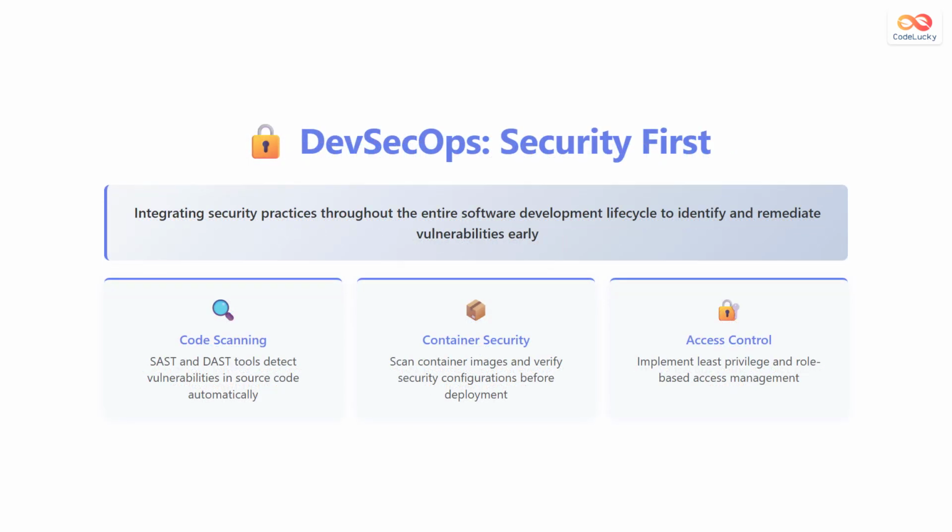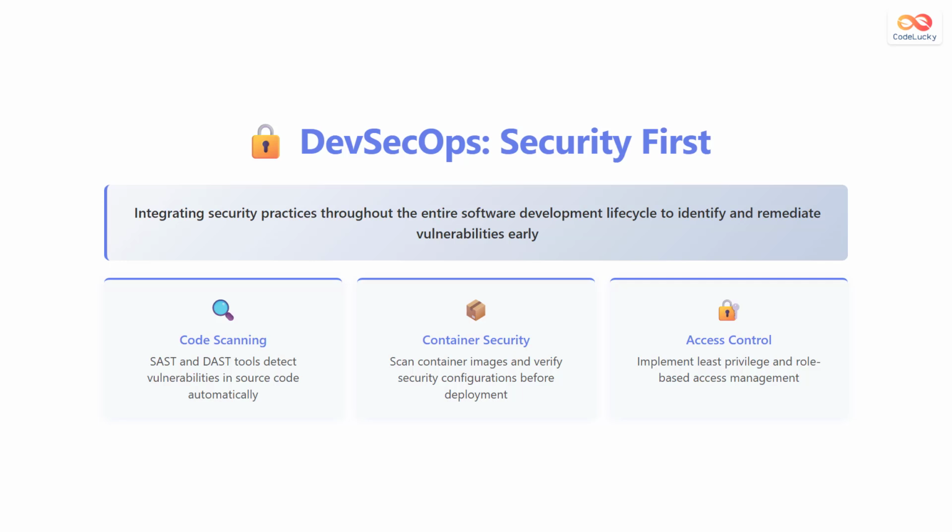Security is not an afterthought in DevOps. DevSecOps integrates security practices throughout the entire software development lifecycle to identify and remediate vulnerabilities early. This involves 3 key practices. First, code scanning, where SAST and DAST tools automatically detect vulnerabilities in source code.